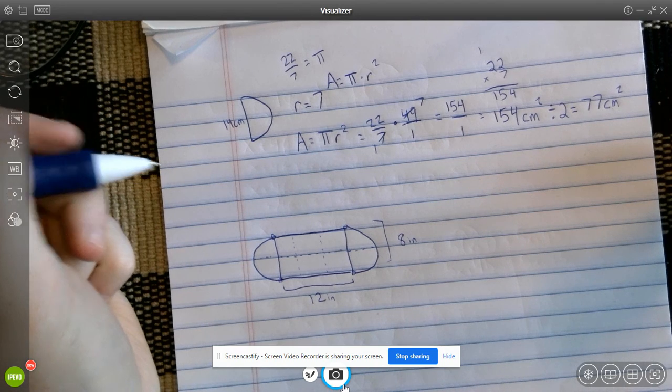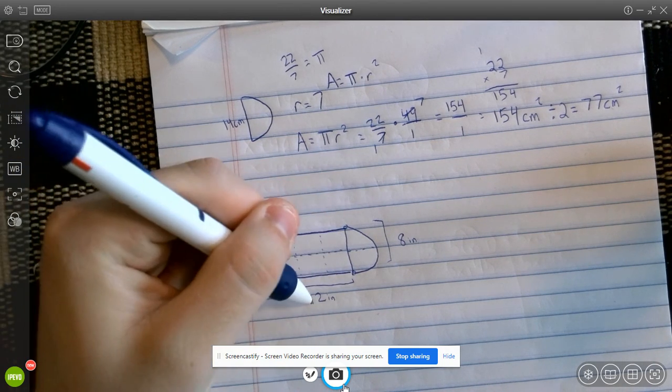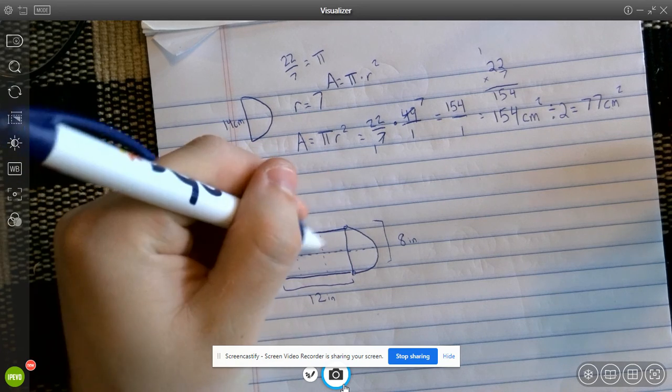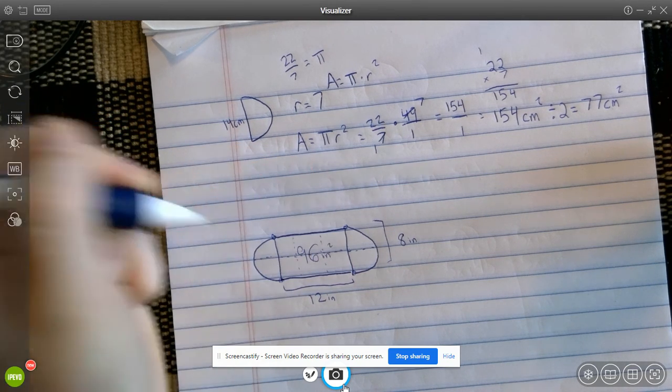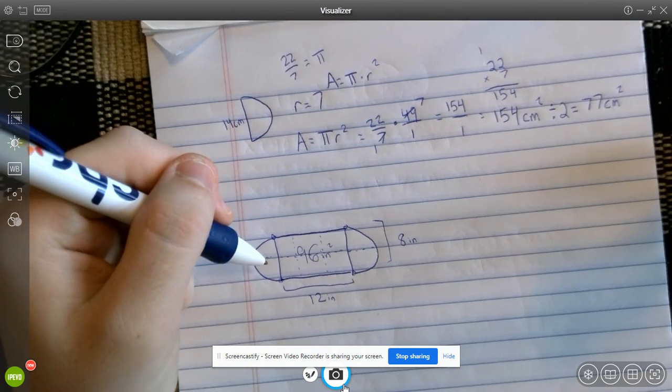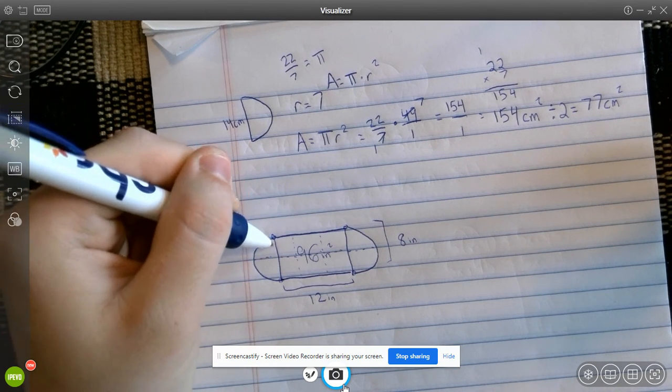Well, then it should be really easy to find the area of the rectangle in the middle. The rectangle is 12 by 8. We would just do 12 times 8, and that's going to tell us that the area of the rectangle is 96 inches squared.